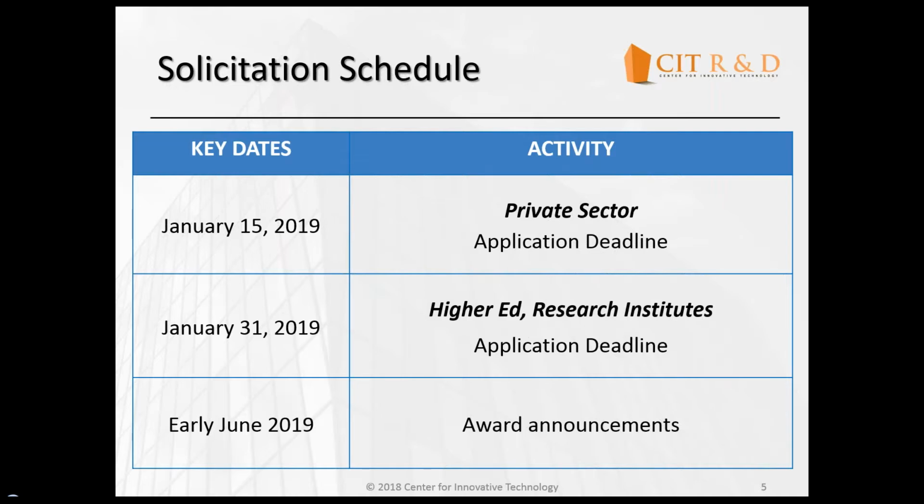Let me remind you that you must hit the Submit button before your program's deadline. For the Commercialization Program and SBIR and STTR Matching Funds programs, the deadline is at noon on Tuesday, January 15, 2019. For the Eminent Researcher Recruitment Program and the Matching Funds Program, the deadline is Thursday, January 31, 2019. The portal automatically closes at noon on the date of the application. Applications that are in progress but not submitted will not be considered.